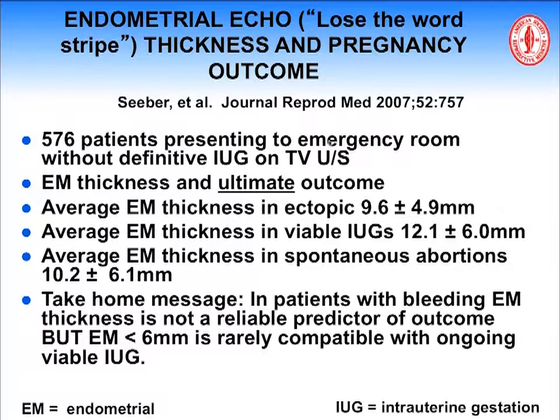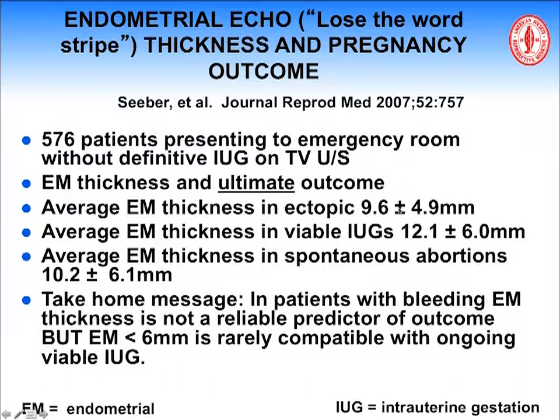What about the thickness of the endometrial echo? And if you use the word endometrial stripe, please lose the word stripe. It is not a medical term. ACOG likes to use endometrial thickness. I talk about endometrial echoes because it is ultrasound. But Sieber published in the Journal of Reproductive Medicine on 576 patients. That's a lot of patients coming to an emergency room who did not have a definitive intrauterine pregnancy on their ultrasound. They measured the endometrial thickness and then reported the ultimate outcome.